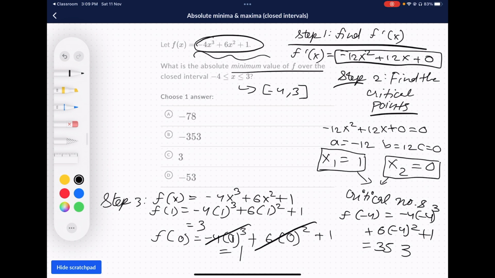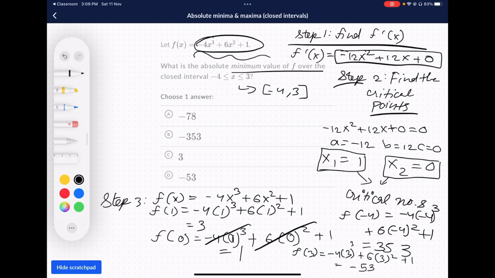F of positive 3, you have to put the same equation again, but instead of x, put 3. So negative 4 times 3 cubed plus 6 times 3 squared plus 1. Use a calculator to input these values and you get negative 53.